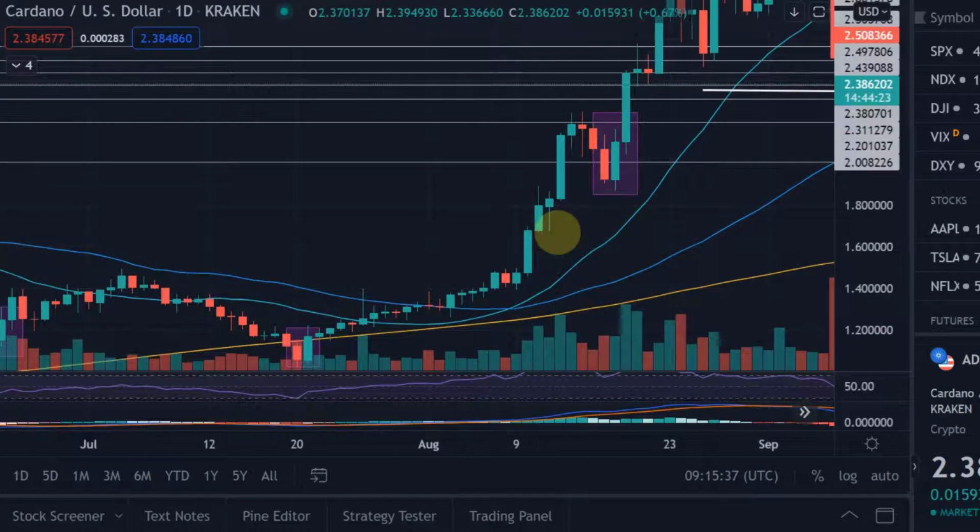So that is pretty much the engulfing candlestick pattern, and hopefully that video was useful to you.